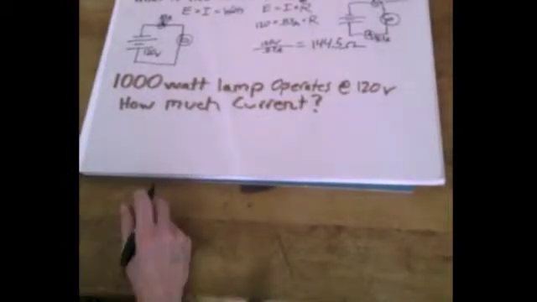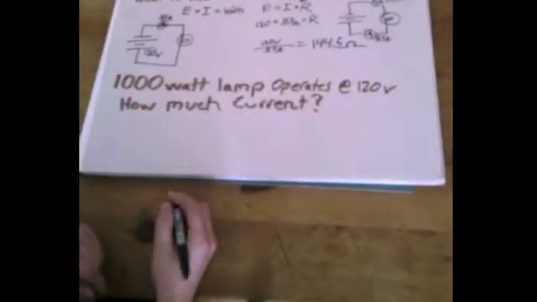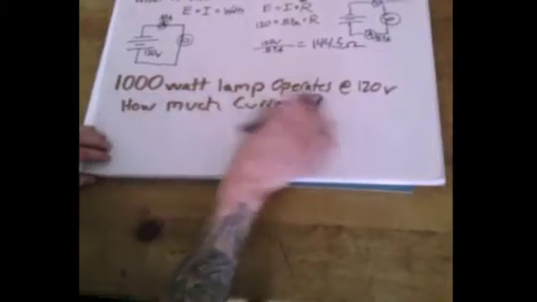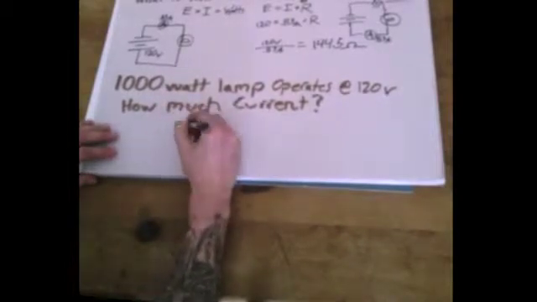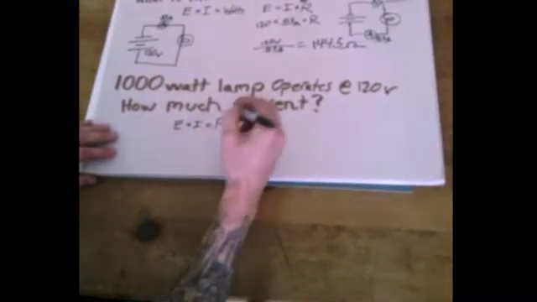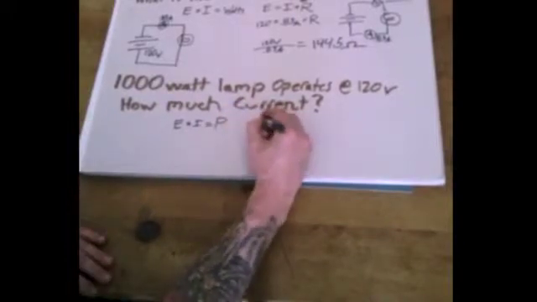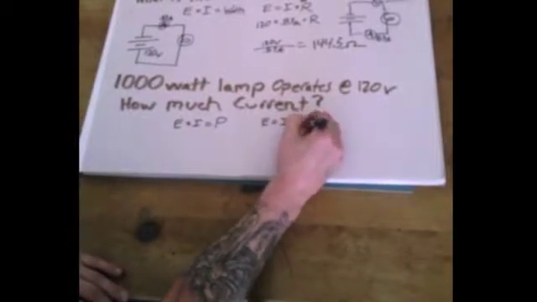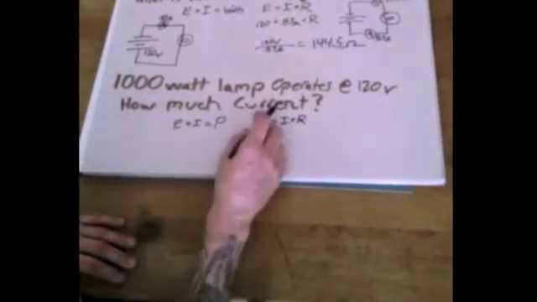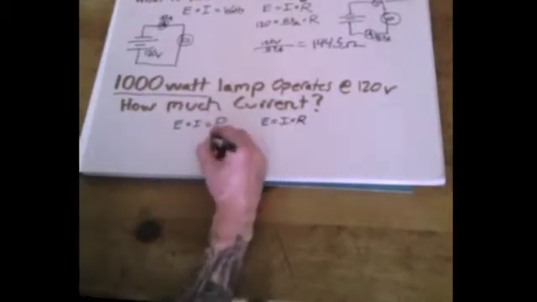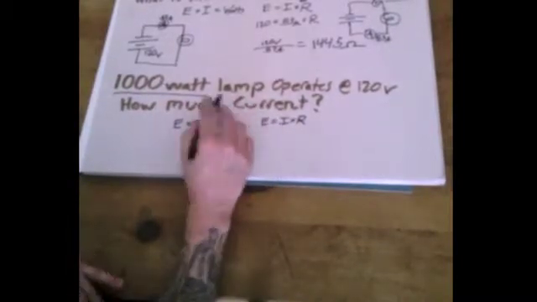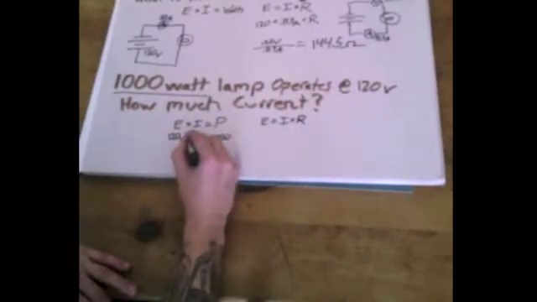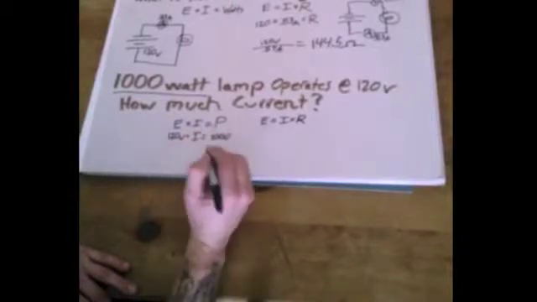Okay. A 1,000 watt lamp operates at 120 volts. How much current? This is almost the same problem. So, you write E times I equals P. And you write E equals I times R. Watt's law, Ohm's law, you're good to go. So what do you know? You've got 1,000 watts. So put 1,000 watts under power. 120 volts. Okay, so 120 volts times I equals 1,000.